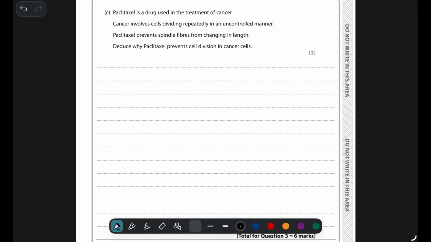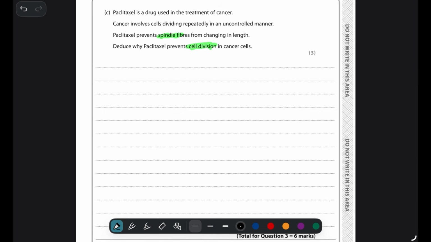Okay, now for part C. So they're talking about a drug that they're using for cancer treatment. And they're talking a bit about how cancer works, and they're saying that this drug specifically prevents the spindle fibers from changing length. So when I hear spindle fibers and cell division, they want me to talk about mitosis. They've been sneaky about it, and that links as well to the cancer because they're having a really fast rate of division. So I'm thinking, where do spindle fibers come into the mitosis process? And that's going to be mostly during anaphase, right?